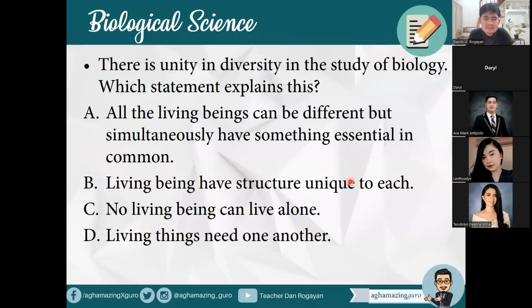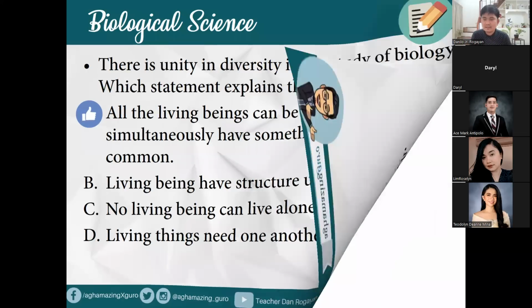So there is unity and diversity in the study of biology, which statement explains this? A, all living beings can be different, but simultaneously have something essential in common. B, a living being has structure unique to each. C, no living being can live alone. Or letter D, living things need one another. Because A is long, I can see a lot of A's. All living beings can be different, but simultaneously have something essential in common. So that is unity and diversity in the study of biology, part of the themes in the study of biology.